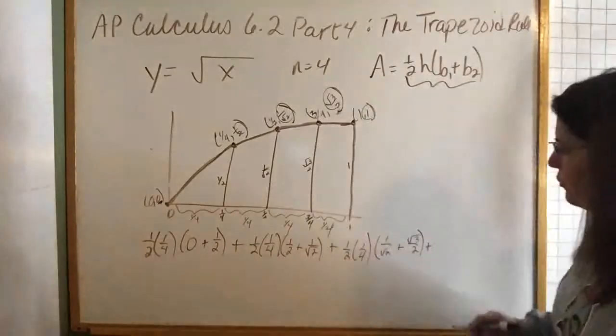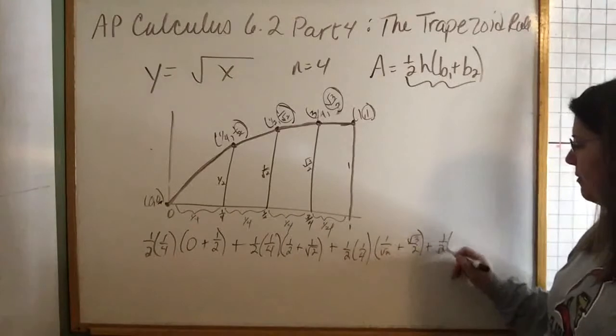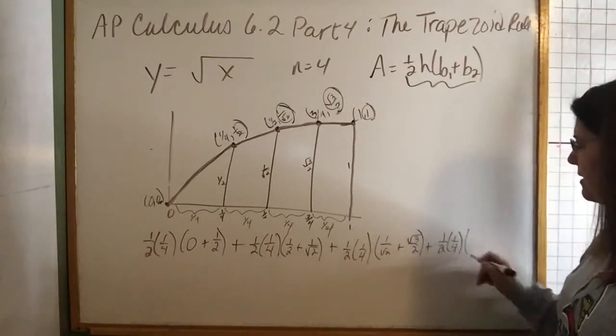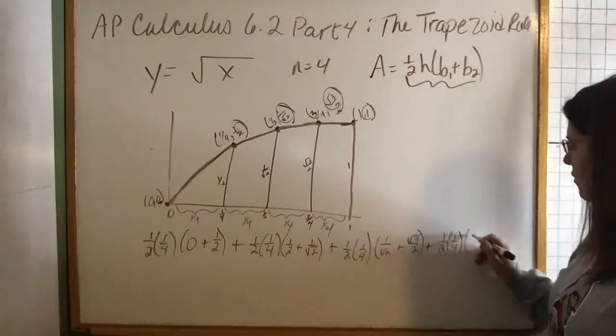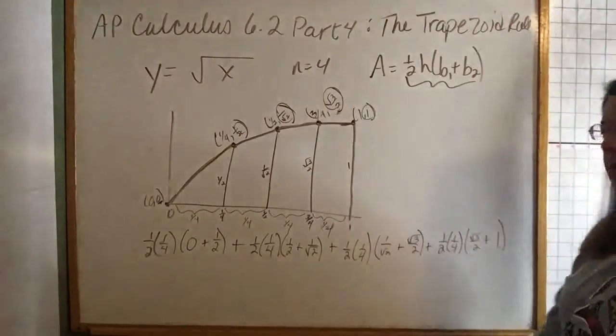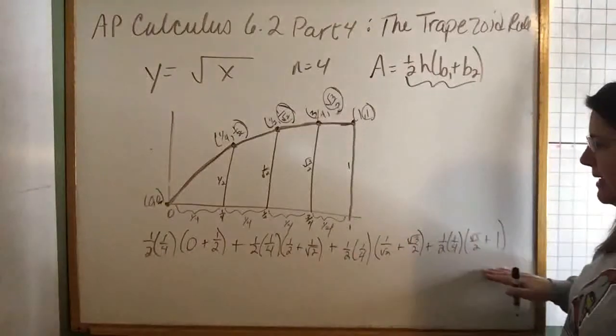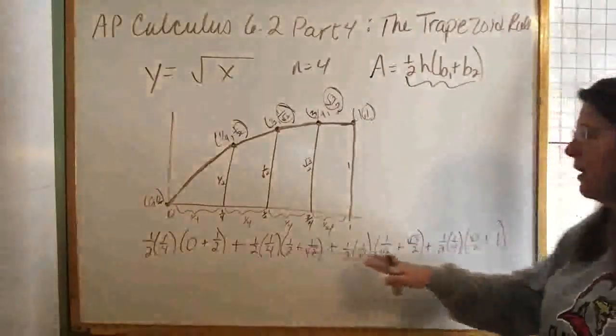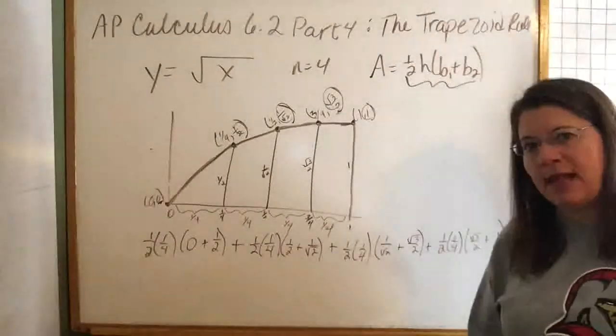For my last trapezoid, I have 1/2 times my height 1/4, staying consistent. My base 1 is square root of 3 over 2, plus the base 2 is 1. So we've got this long, drawn-out expression that we're going to have to find the answer of.